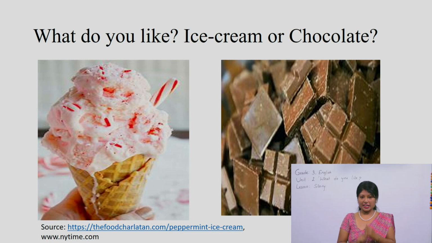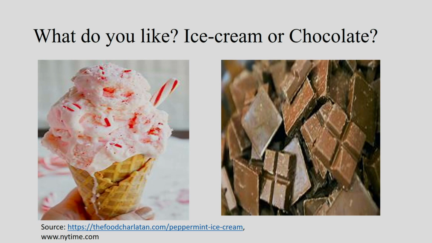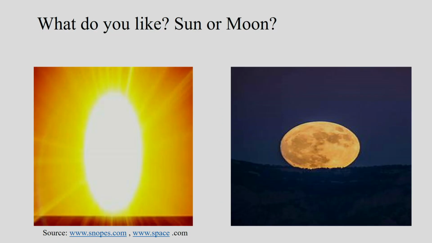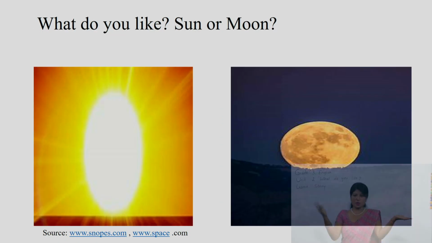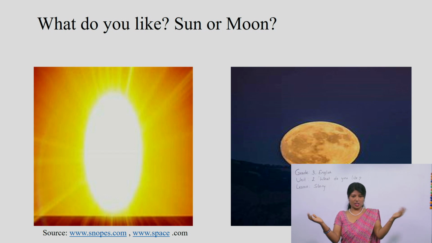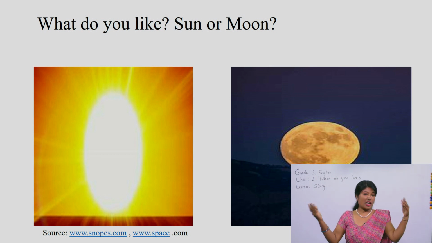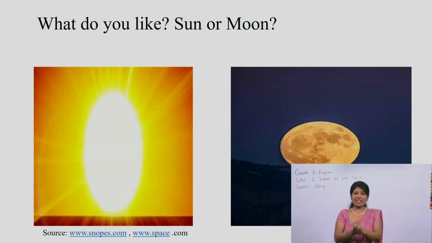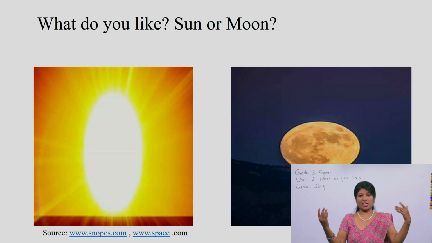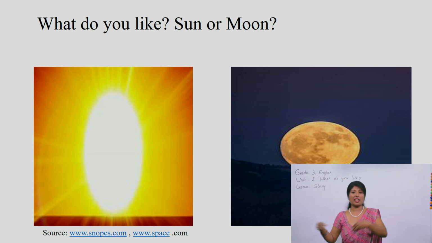Okay, let's move to next. Are you ready? Here it goes. What do you like, sun or moon? So some of you say I like sun and some of you say I like moon. There's no problem. Or you might say I like both. So there's no harm to say I like sun or I like moon, I love sun, I love moon, or I love both. So you can say in any way.